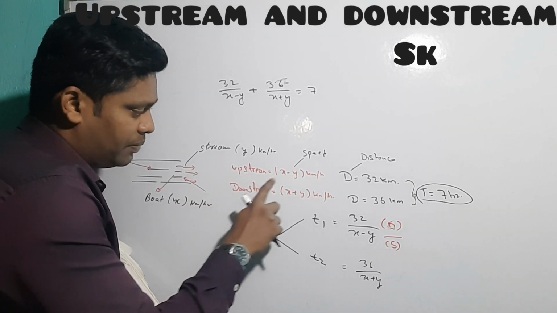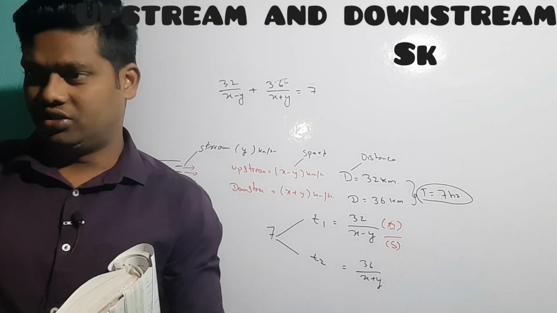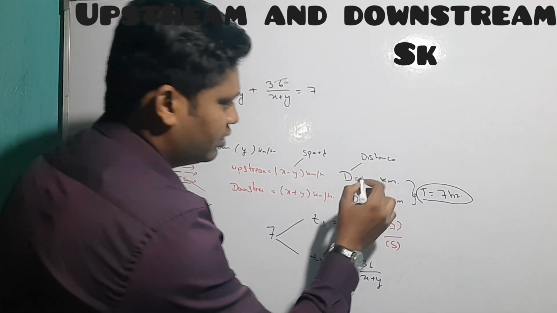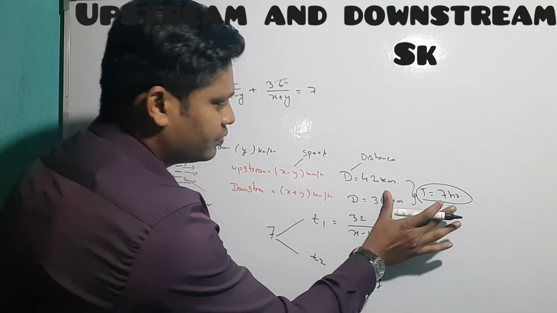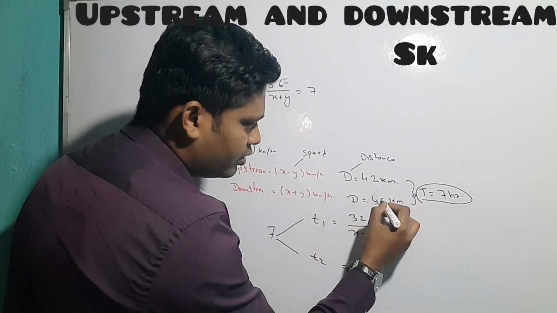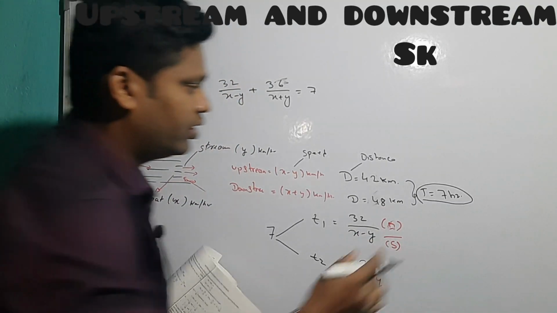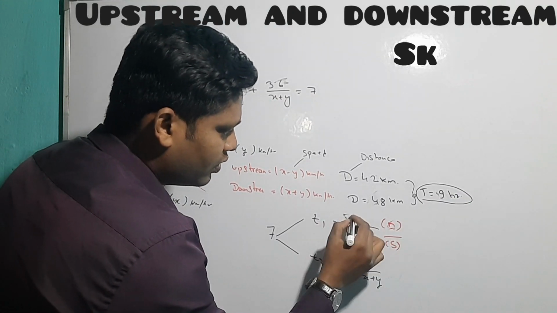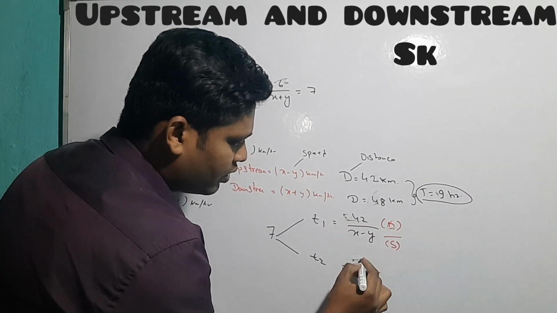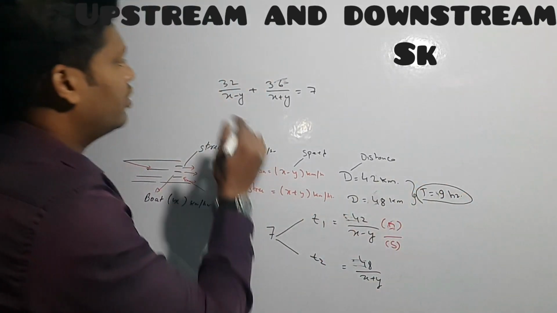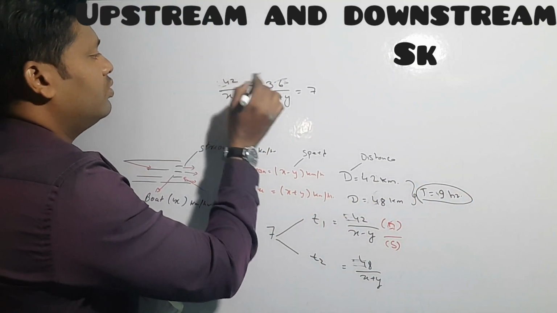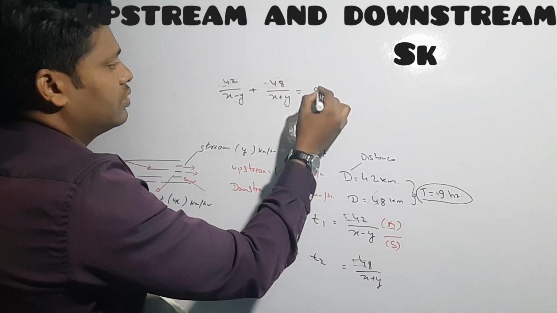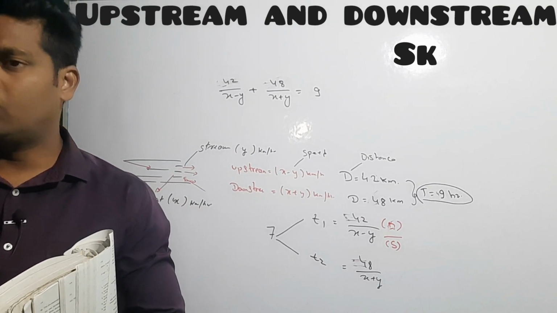See, upstream and downstream will be as it is. They will not change. Only the values will change. How much upstream? 42. And downstream? 48. Time? 9 hours. See, everything is the same. So now what we will do? Here it will be 42. Here it will be 48. And here it will be 9. Same thing. Same concept. No need to hide anything.